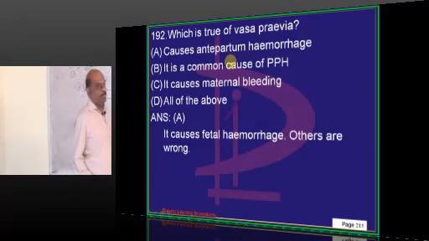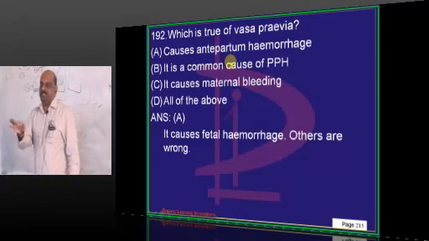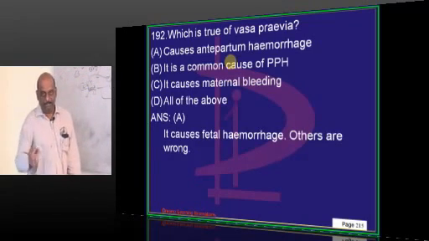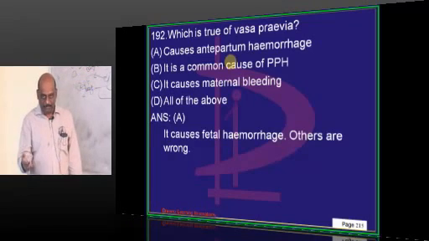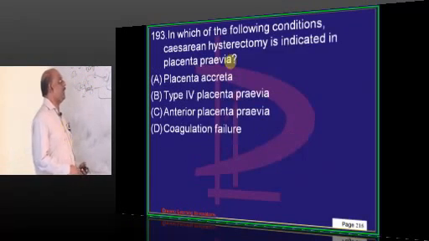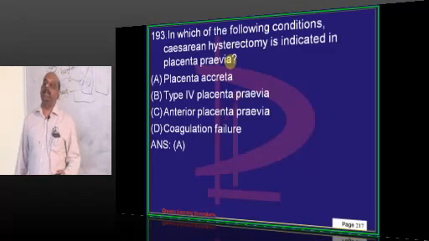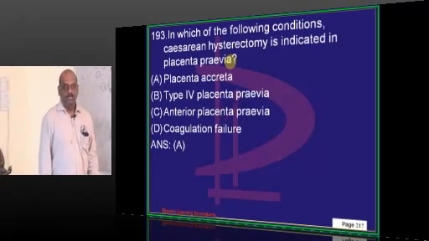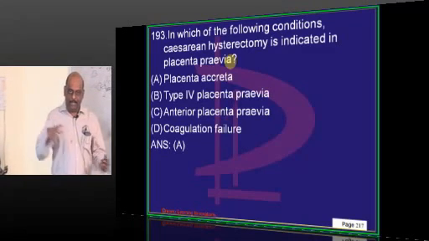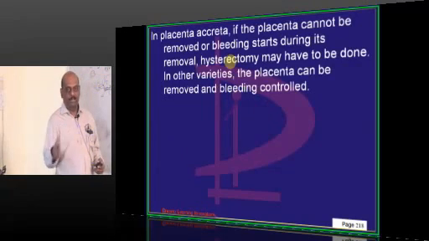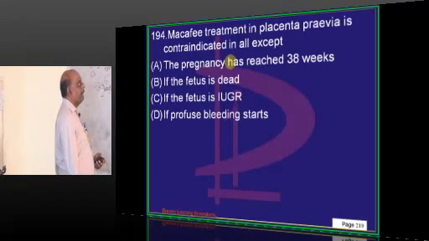So what is vasa previa? Vasa previa is fetal vessels encroaching into the placental implantation and contributing to bleeding. Antepartum hemorrhage is what needs to be remembered. Then where is cesarean hysterectomy indicated? Whenever there is an accreta where the implantation is deeply into the myometrium, then that is an indication for hysterectomy, is what needs to be remembered.